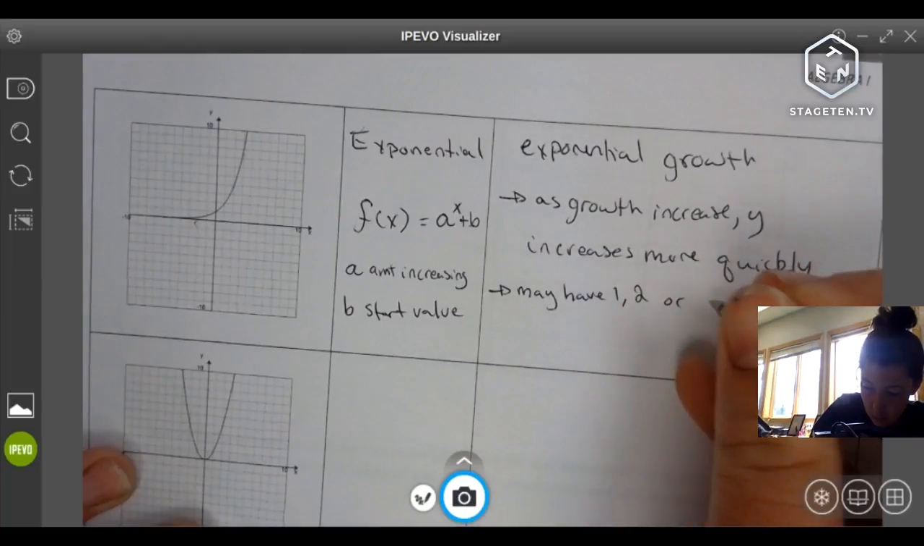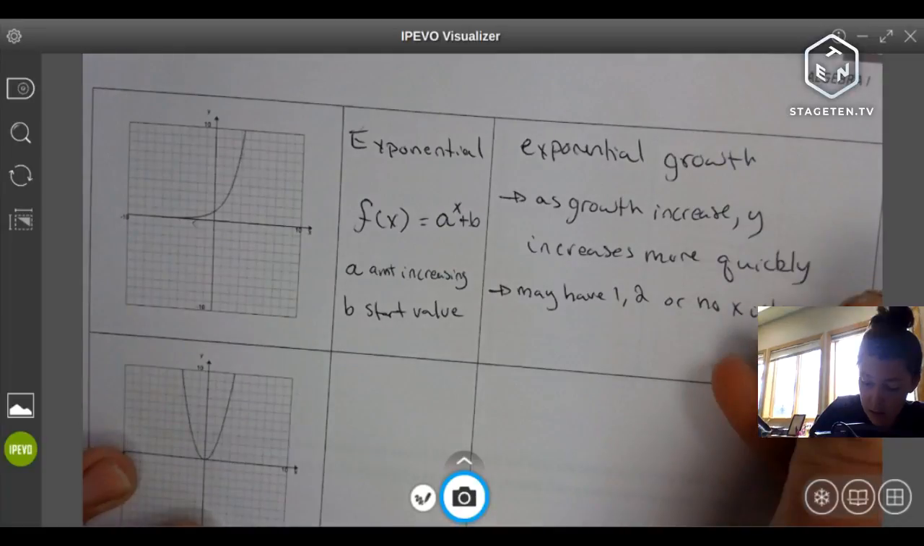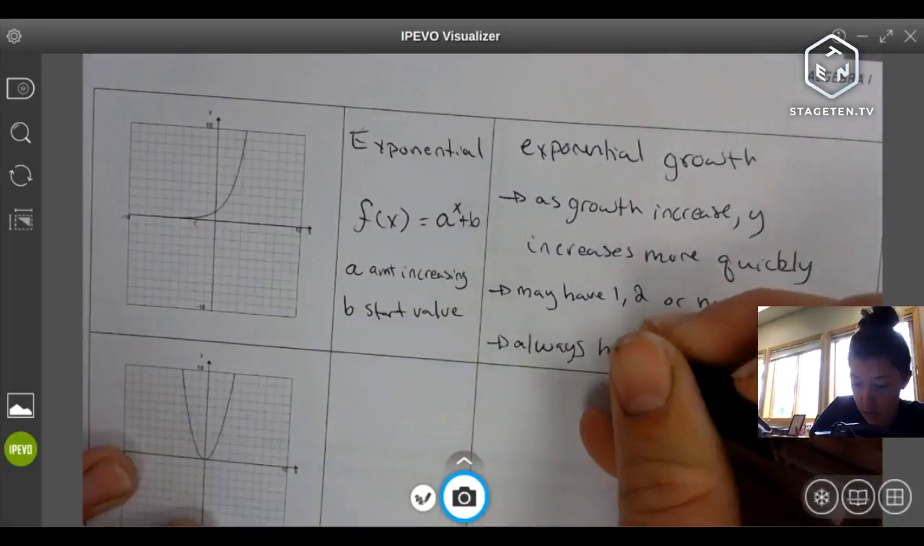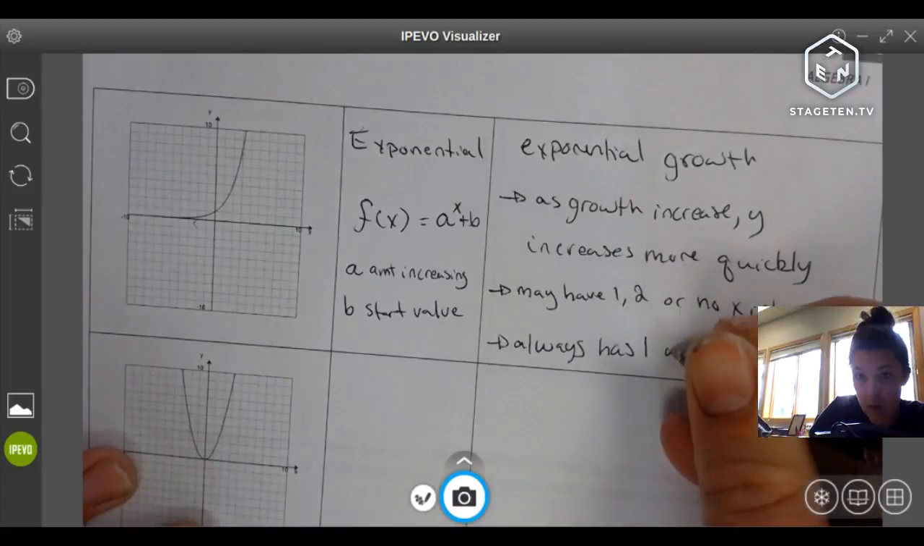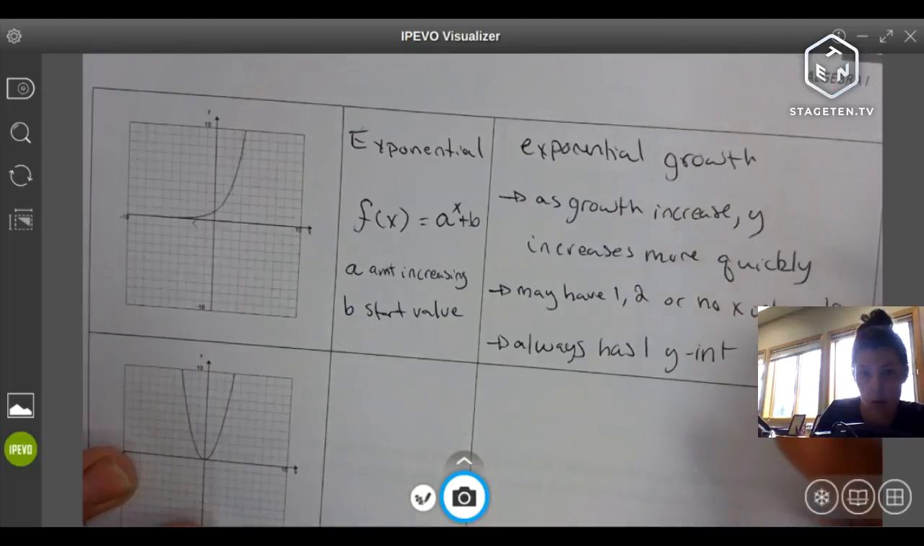1, 2, or no x-intercepts. And then always 1 y-intercept.